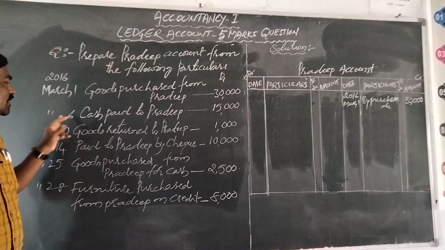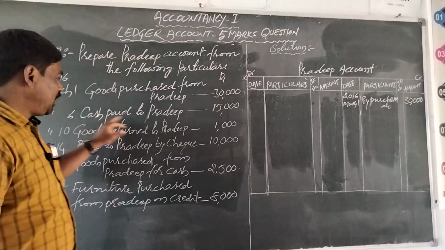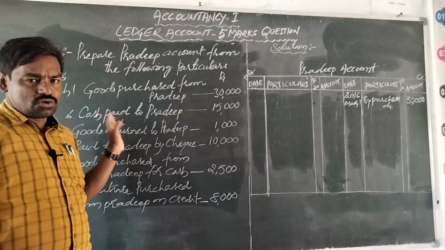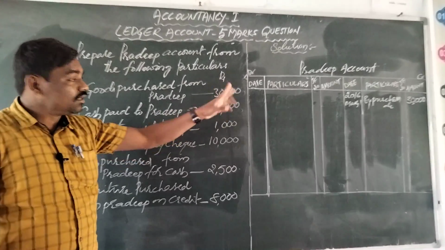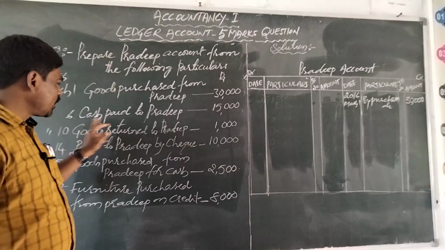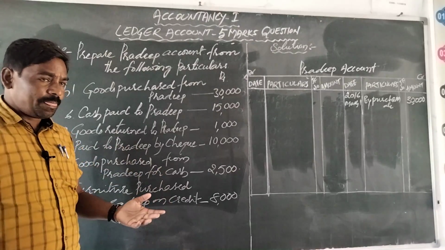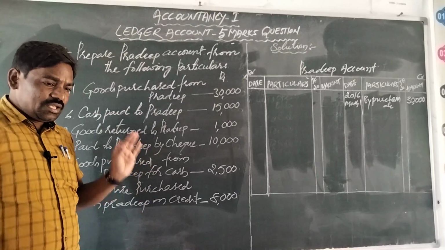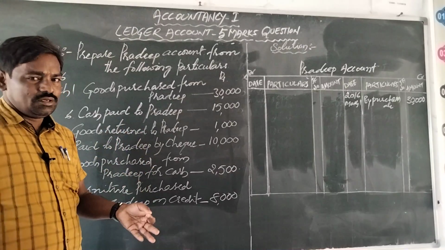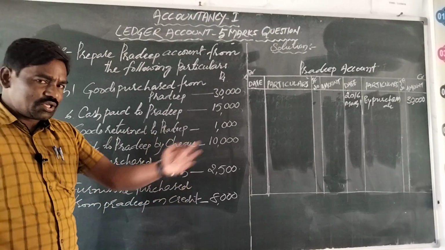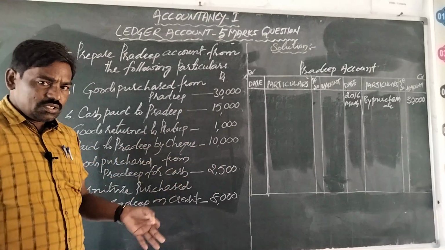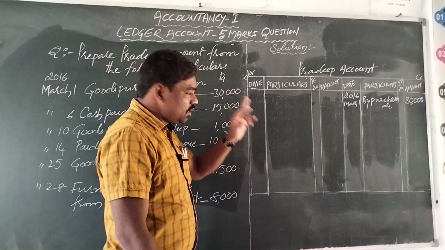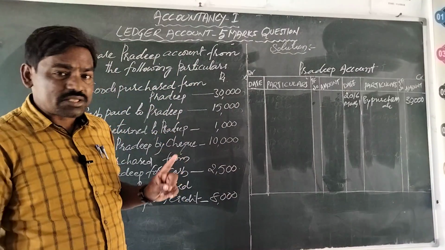On March 6th, there is one transaction, cash paid to Pradeep. I just said before that we need to focus on Pradeep, not on other things, while we are preparing the Pradeep account. When we paid cash to Pradeep, is Pradeep the receiver or the giver? Receiver. So the receiver account should be debited as per the personal account principle.